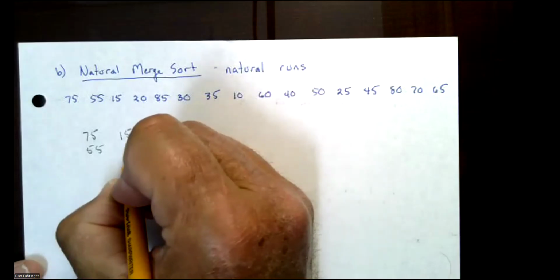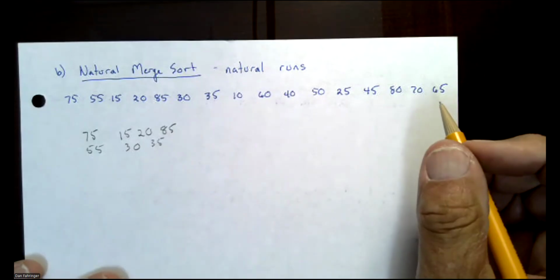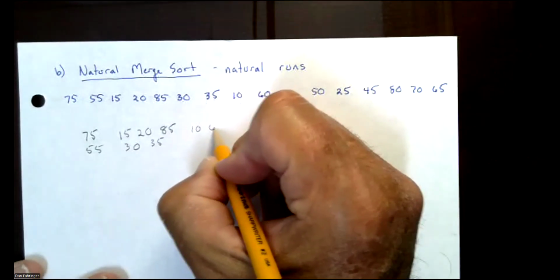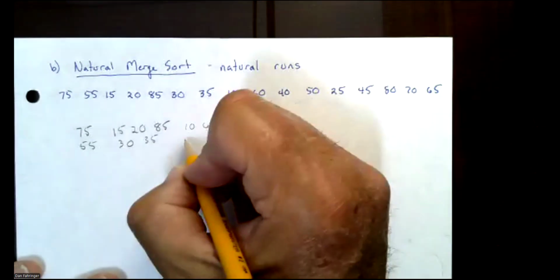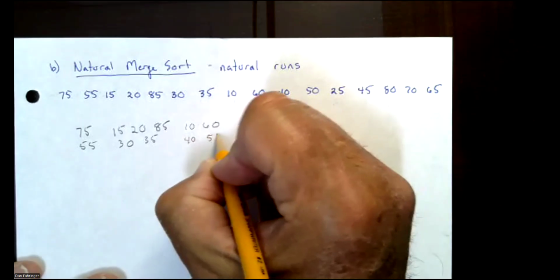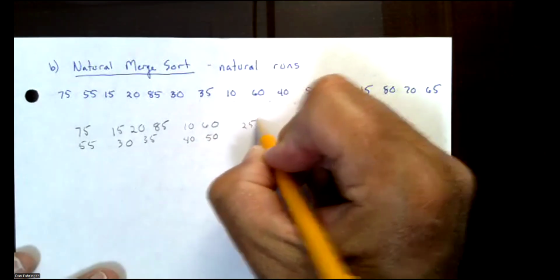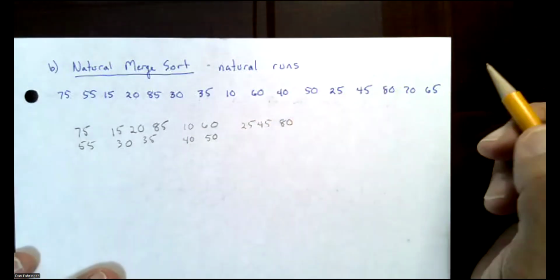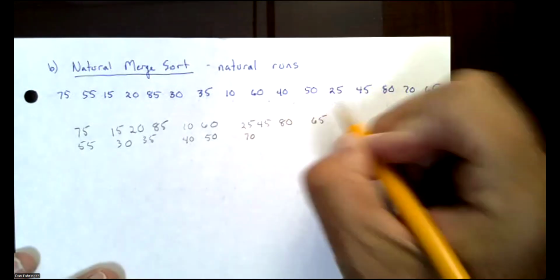Then 80. Oh, I hit 30. I hit 35. So I'm looking for natural runs. Then I hit 10, 60. Here we go. 40, 50. Here's a run. 25, 45, 80, 70, 65.